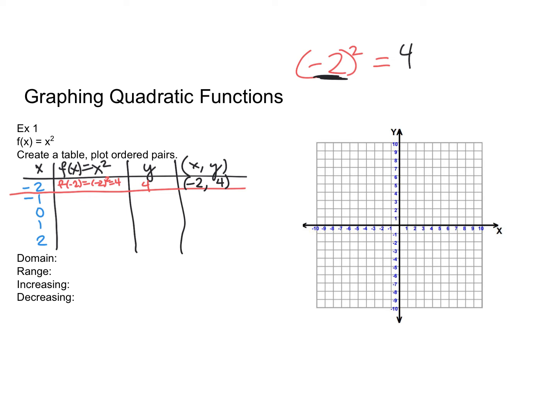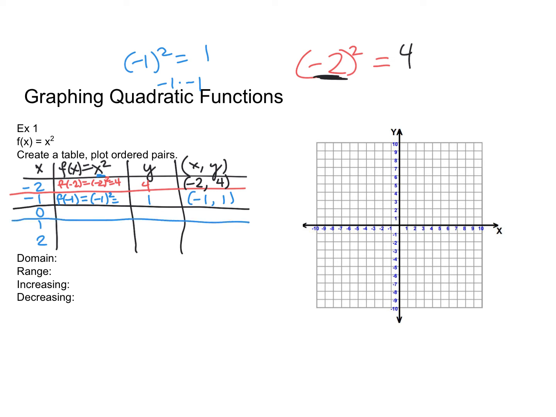And then when I plug -1 in, I'm going to have f at -1, which is just negative 1 squared. Well, negative 1 squared is negative 1 times negative 1, which is definitely a positive 1, right? Two negatives make a positive, so that would be a 1. So negative 1, 1. And then when I plug 0 in, I do 0 squared, which is just 0.